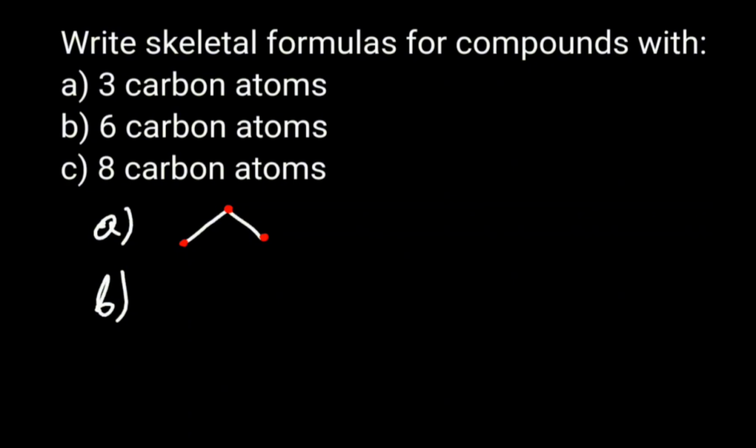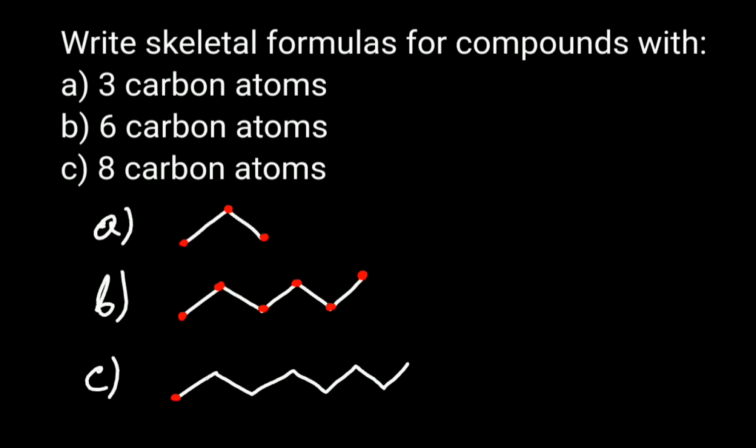In the next example, we need to draw 6 carbon atoms. You can always place dots on every turn and at the beginning and at the end of a structure to see how many atoms you actually drew. In the last example, we need to draw 8 carbon atoms. So once again, the process itself is the same. We add dots to make sure that we have 8 carbon atoms, and that's basically it.